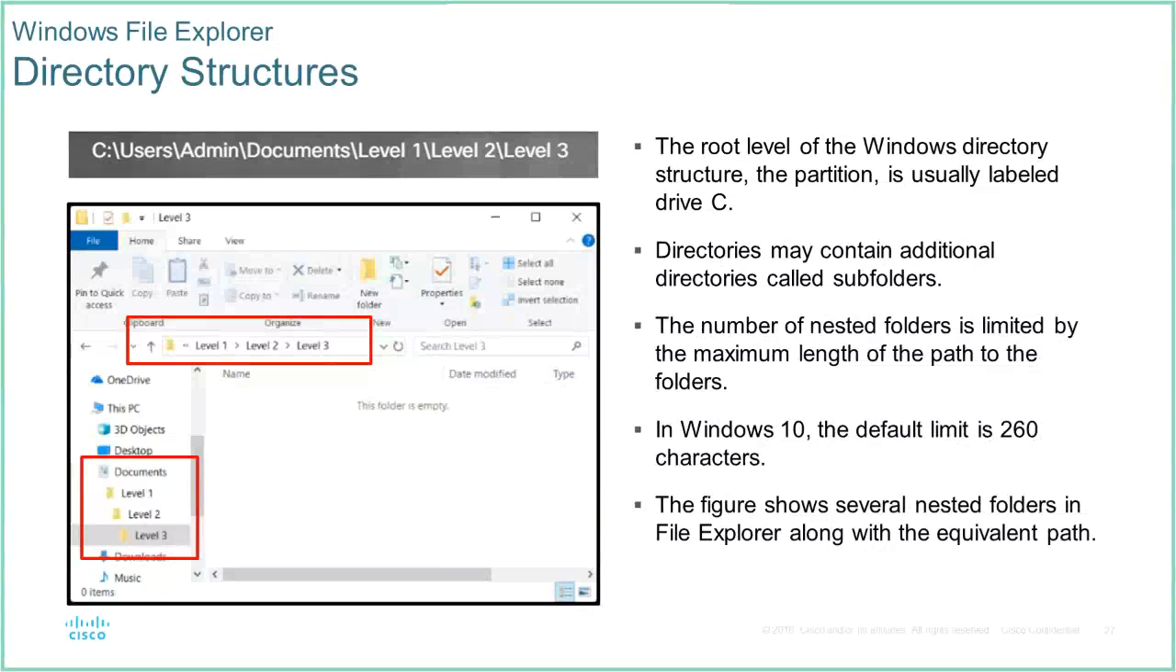Now, the default location is on your C drive or wherever you've parked your operating system. So in most circumstances, C drive. Okay, Windows 10 has a limit of 260 characters for its nested structure. That includes the file name and extension.